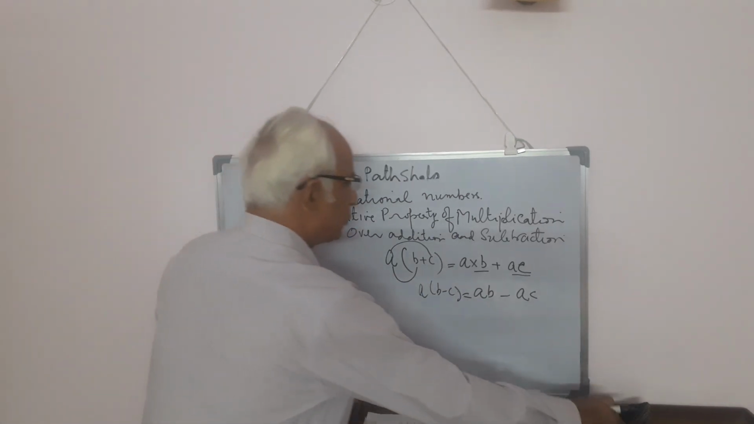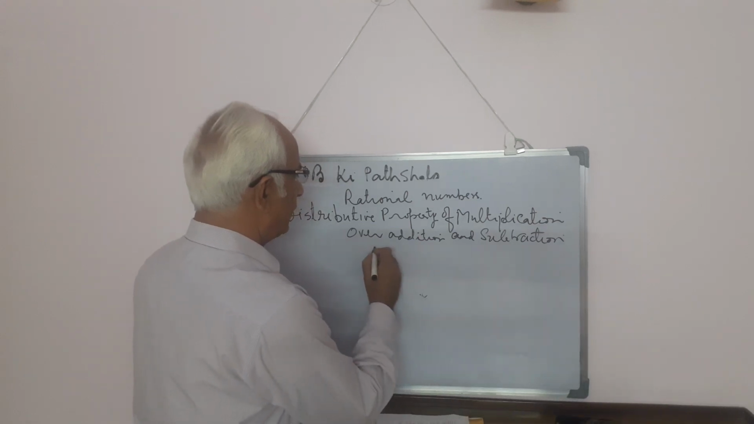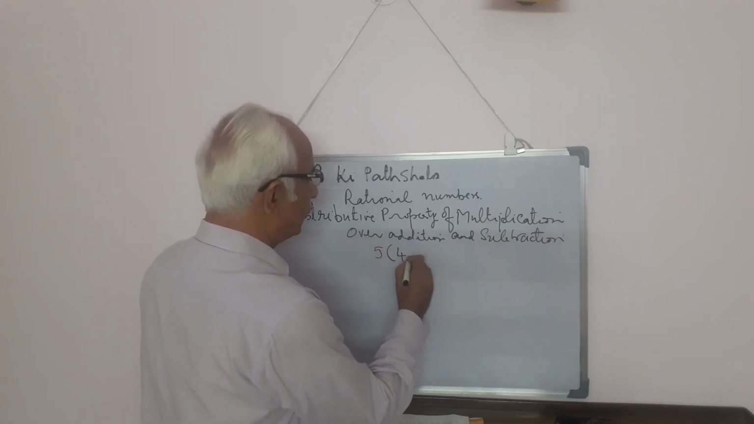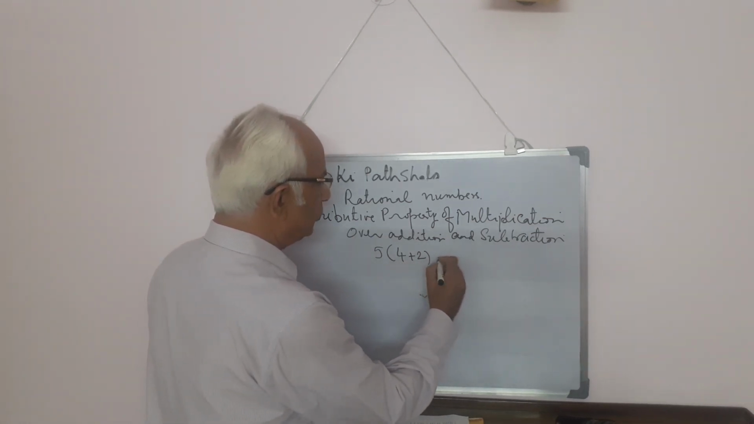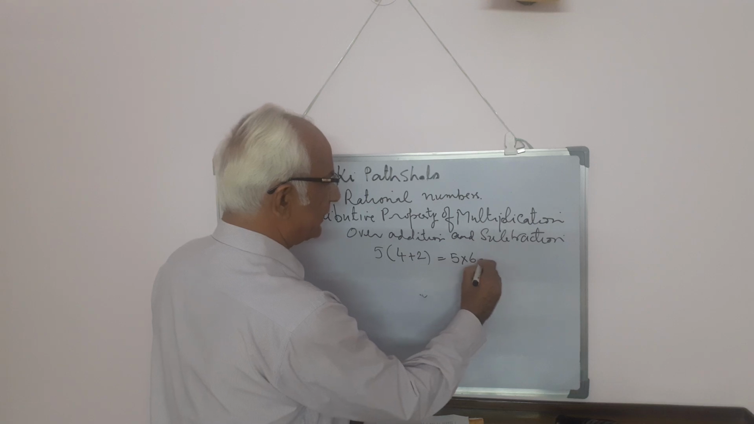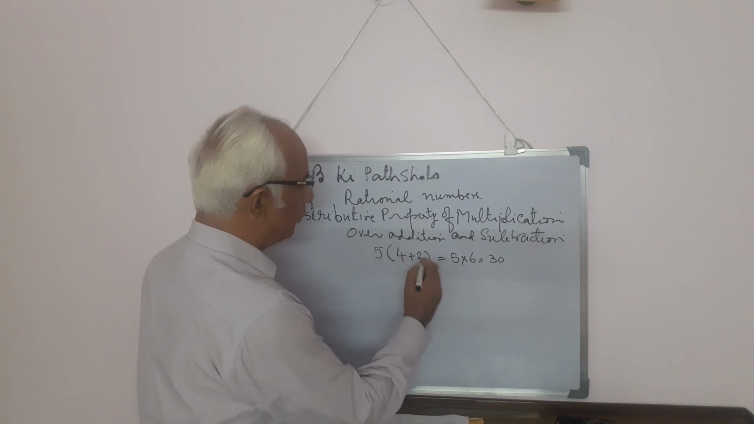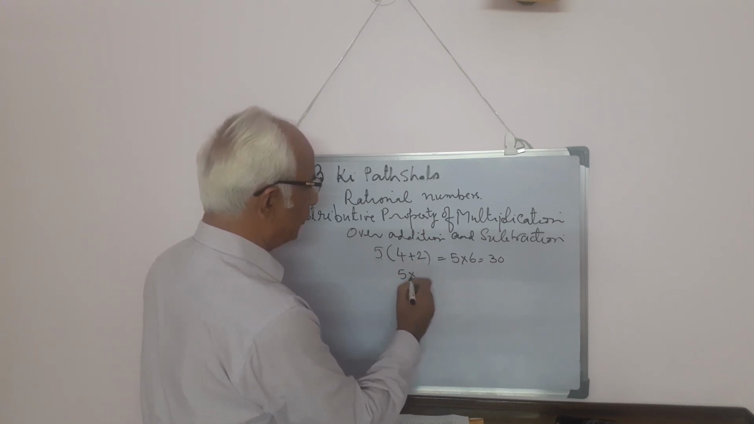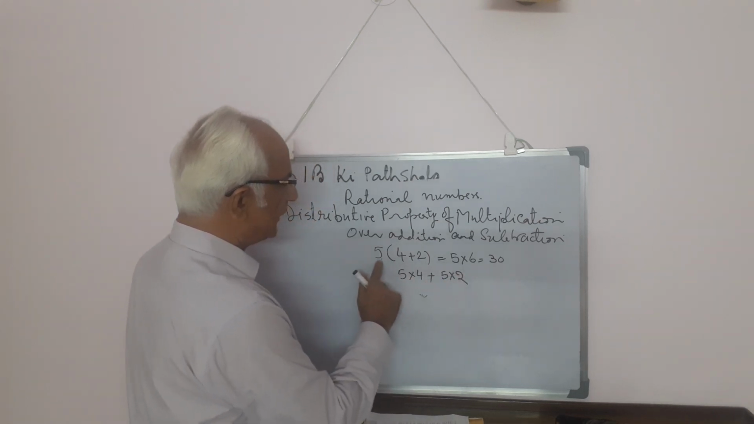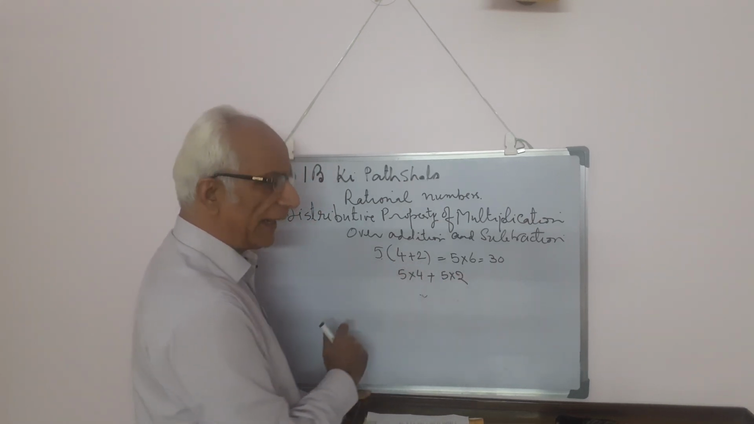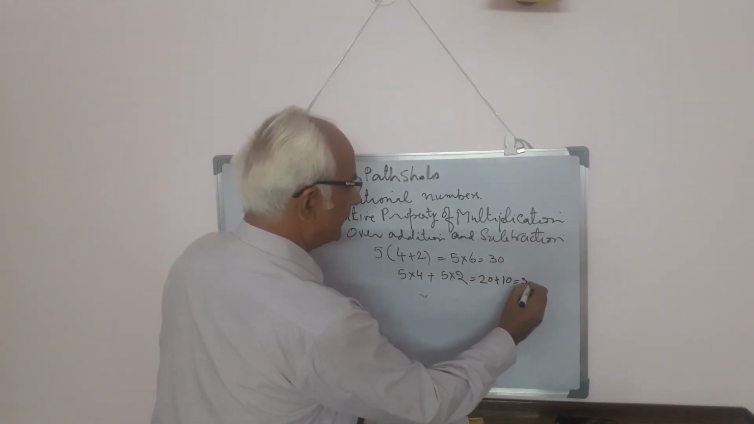For example, I'll show you a simple example. 5 multiplied by 4 plus 2. We can do it in two ways. We can add 4 and 2, and 5 into 6 is 30. Otherwise, we can distribute this factor 5 to both these two numbers. 5 into 4 plus 5 into 2. Now this factor is being distributed to both the numbers which are to be added. So it becomes 20 plus 10 is 30. The same answer.